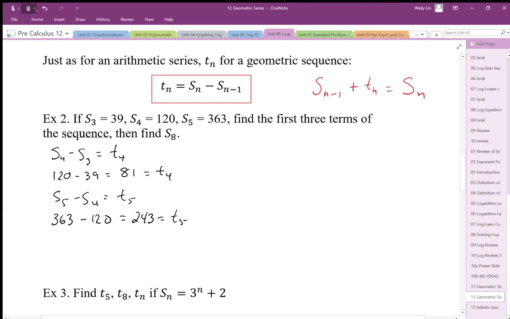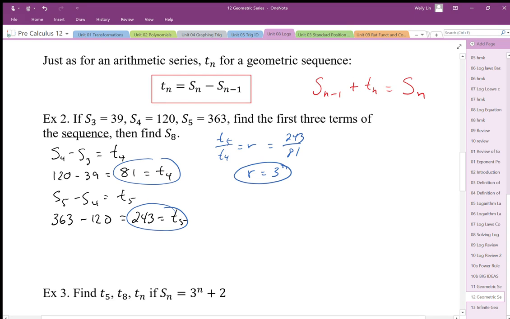Well, now notice that I have consecutive T terms. If I have consecutive T terms in a geometric series, I know that T5 over T4 is going to give me R. So 243 over 81 gives me an R value of 3. If I know R, I can work backwards here to figure out A.